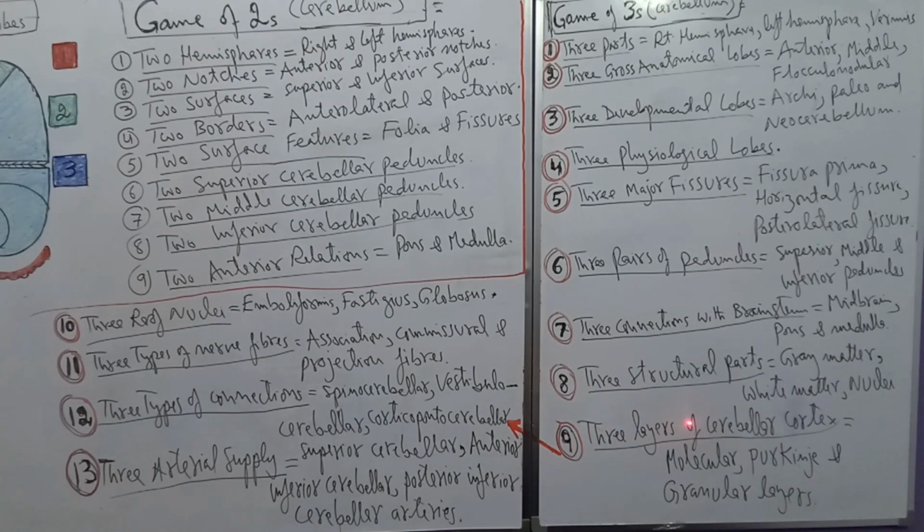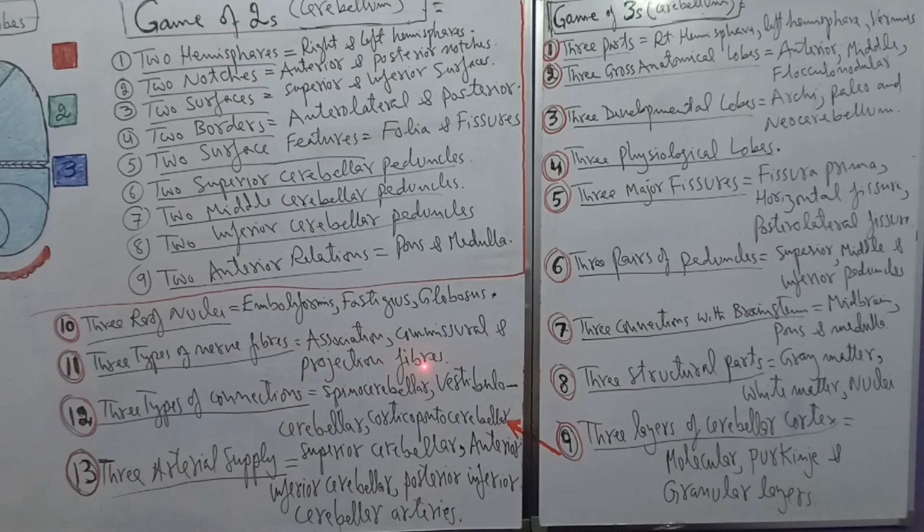Each cerebellum has three layers of cerebellar cortex. This you will study in histology. So structurally or histologically, each cerebellar hemisphere is divided into three layers. That is molecular layer, Purkinje cell layer, and granular layer. Then inside each cerebellum, there are nuclei, of which three nuclei are close to the upper part of the roof. So three roof nuclei, that is emboliformis, fastigii, and globosus.